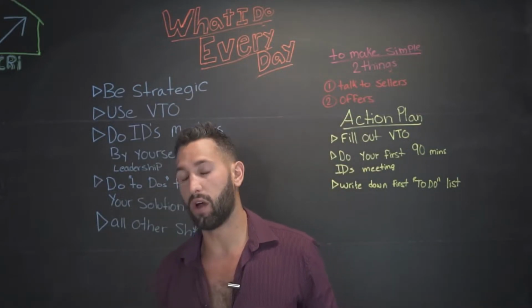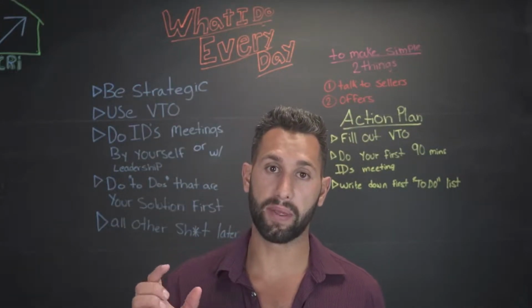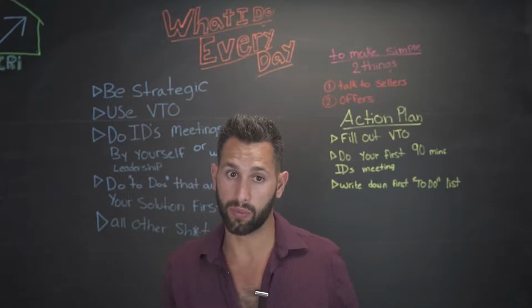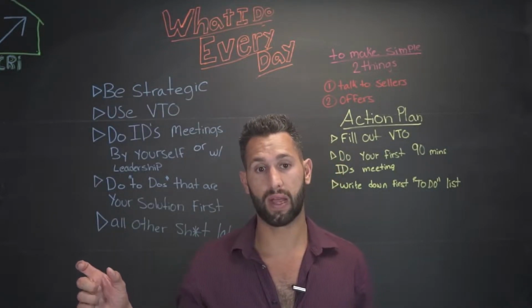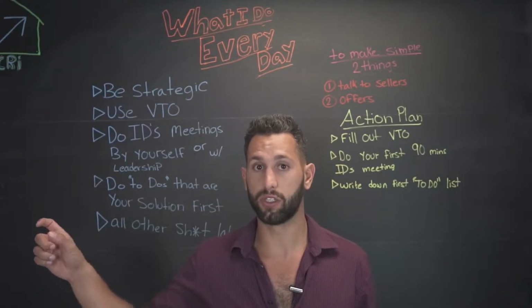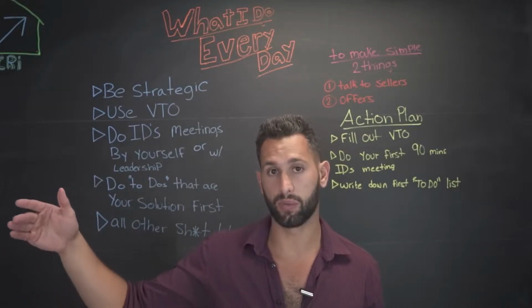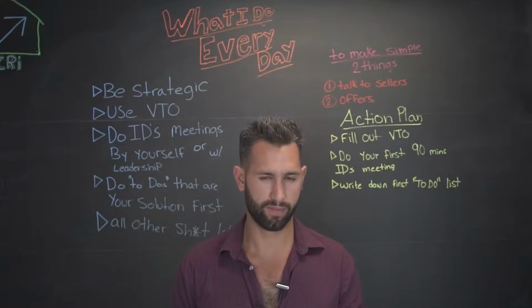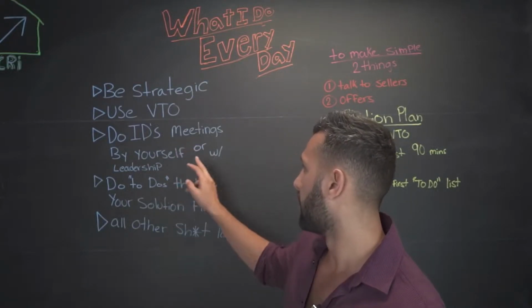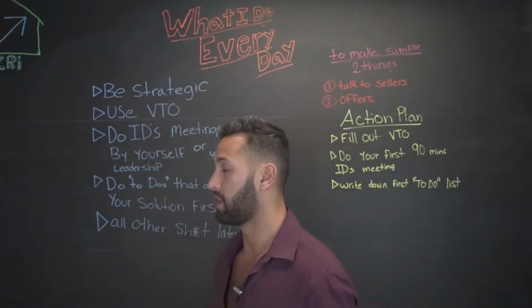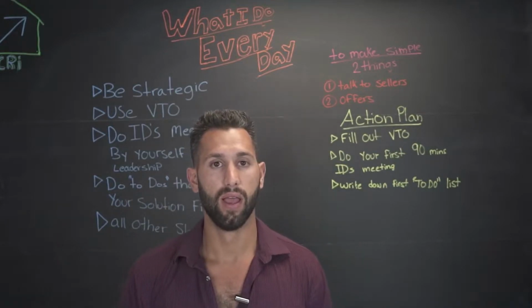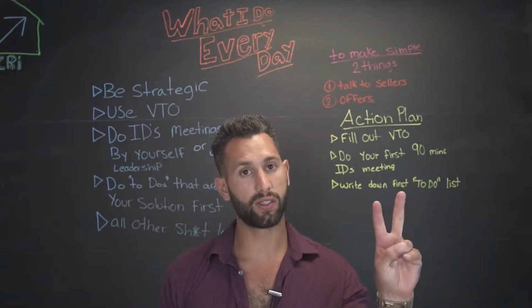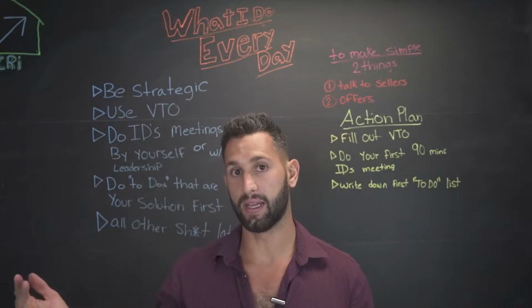With the VTO, what the book talks about is that there are going to be issues. There's an issues list. Issues are what you need to do, or what hasn't been done, to reach your goals. Oh, I'm not getting enough leads. That's an issue. Make sense? So do an IDS meeting by yourself or with leadership. What is an IDS meeting? Identify, discuss, and solve. That's IDS, okay?